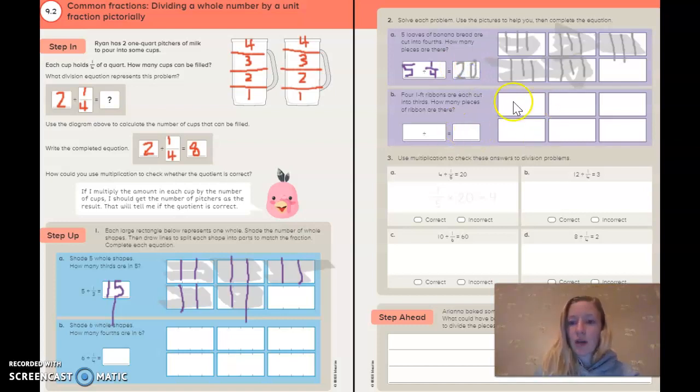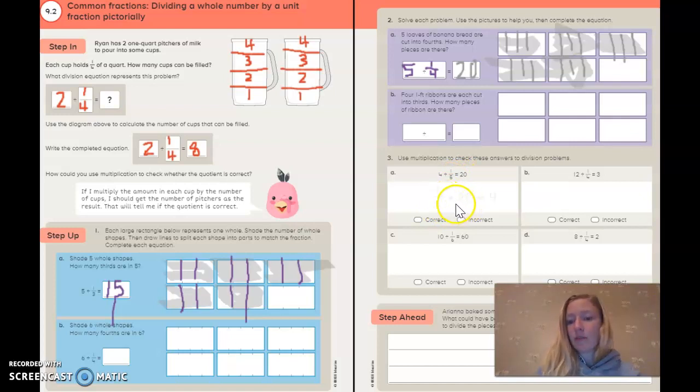So I'm going to have you guys go ahead and try that problem, and then I'm going to walk you through this one right here. It says use multiplication to check these answers to division problems. So the original problem was 4 divided by 1/5 equals 20. So if I want to figure out if that's right, all I have to do is take this number and multiply it by the fraction. And then if I get 4 as my answer, then I know I got the problem right. So I'm going to take 20 multiplied by 1/5, or 1/5 multiplied by 20 is what they have.